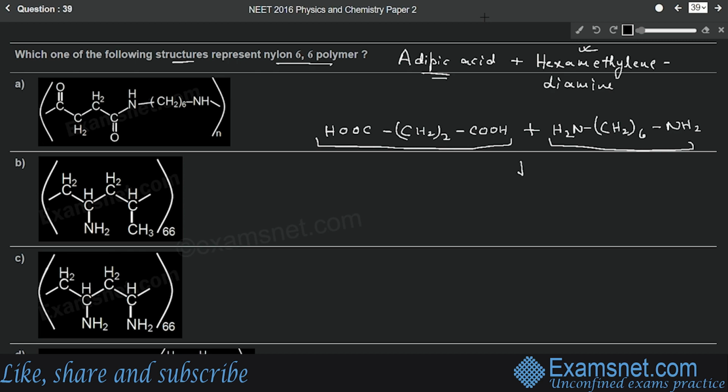Now the resulting polymer, that is nylon 6,6, will look like this. CH2 CH2, then again C double bond O, and then this is the amide bond part.